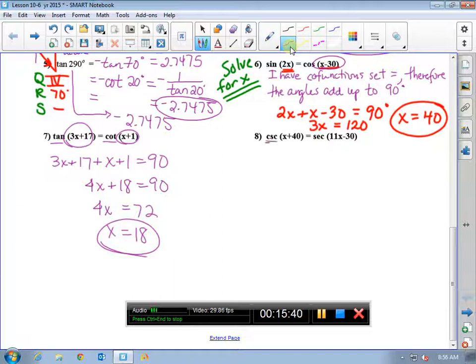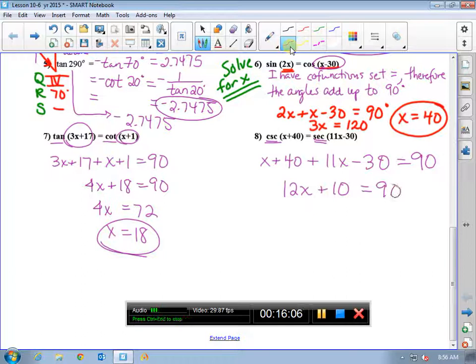Number 8. I have cofunctions set equal, secant and cosecant. Therefore, their angles add up to what? Complementary. Add up to 90 degrees. So we have 12x plus 10 equals 90. 12x equals 80. Divide by 12 to get x alone. And 80 divided by 12 is 6.6 repeating. Or if you'd like, 6 2/3.